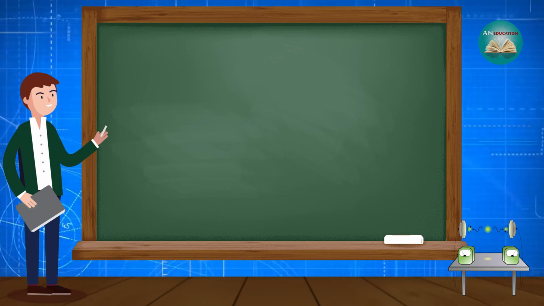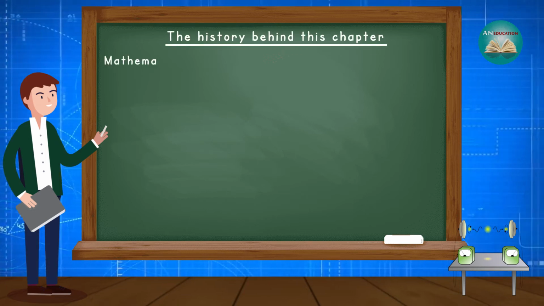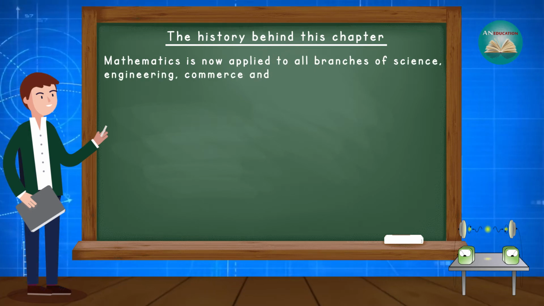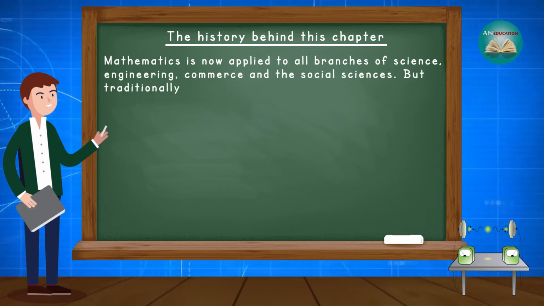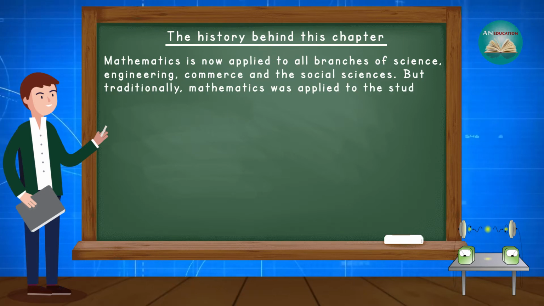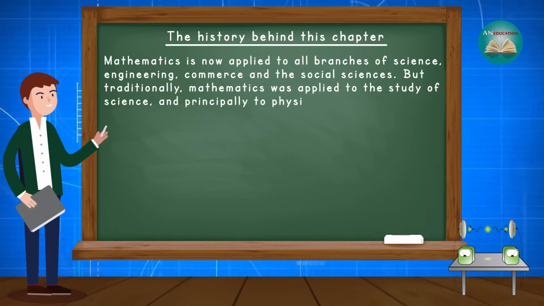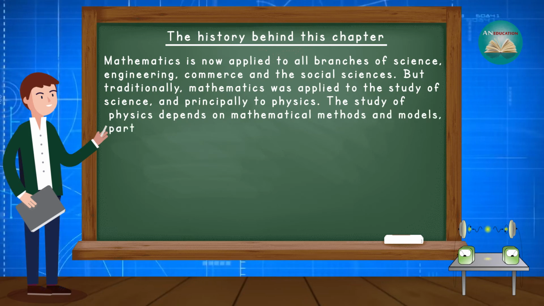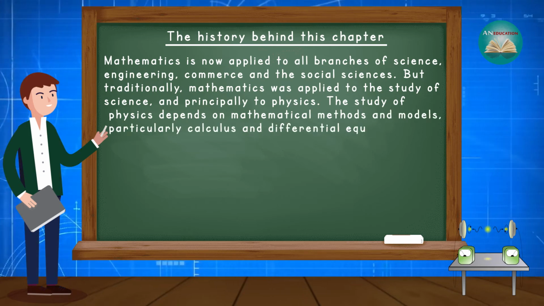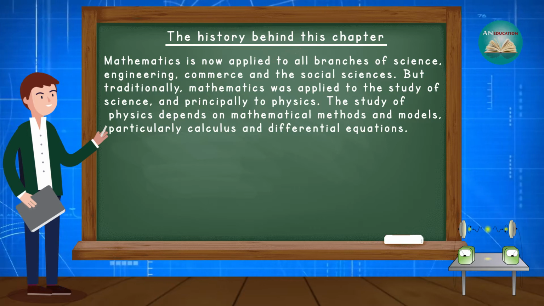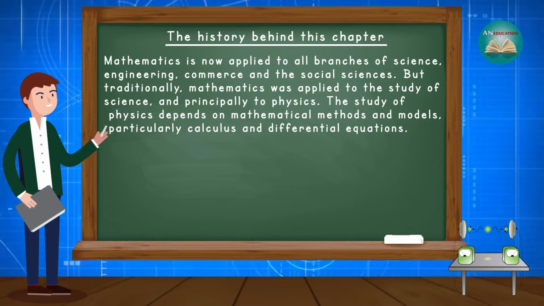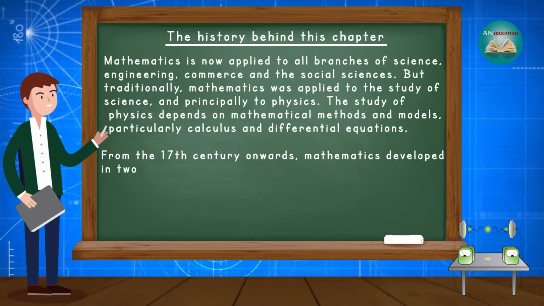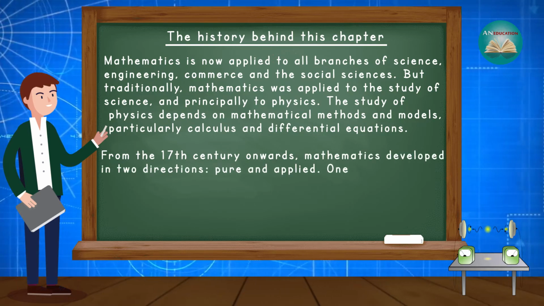After that, let's talk about the history behind this chapter. Mathematics is now applied to all branches of science, engineering, commerce, and the social sciences. But traditionally, mathematics was applied to the study of science and principally to physics. The study of physics depends on mathematical methods and models, particularly calculus and differential equations. From the 17th century onwards, mathematics developed in two directions, pure and applied.